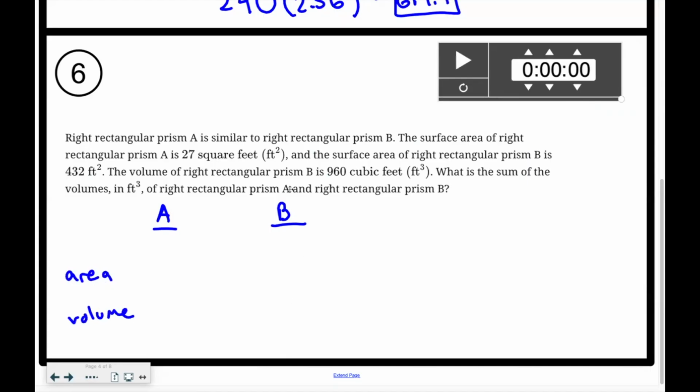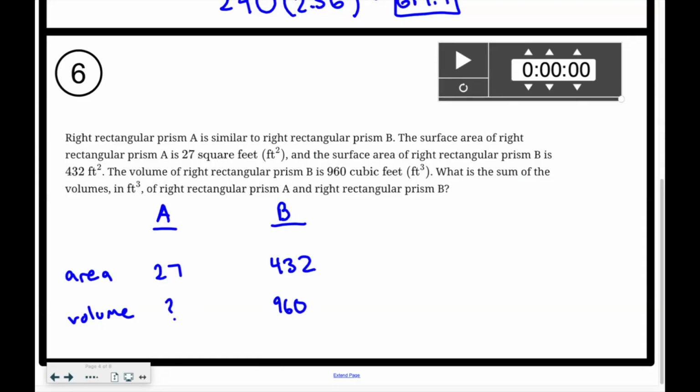So what they give us is that the area of A is 27. The area of B is 432. The volume of B is 960. And the volume of A is unknown.